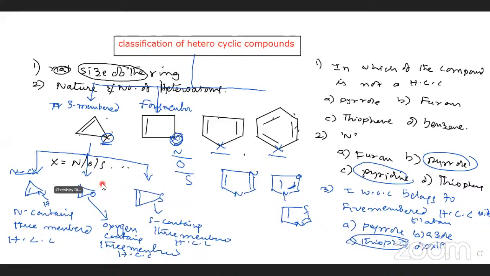Okay. Next one, the most important one, is IUPAC nomenclature. Before that, I will show a slide.